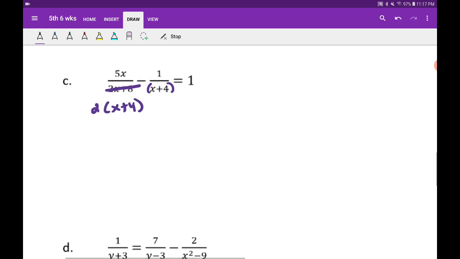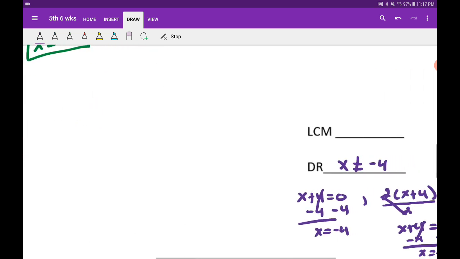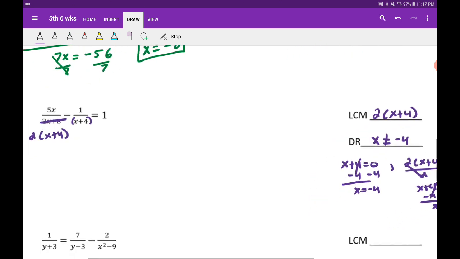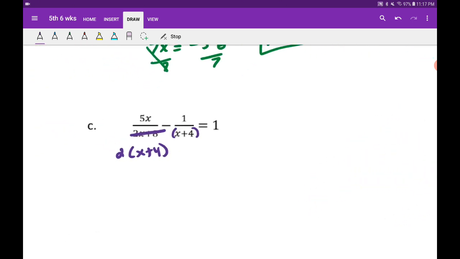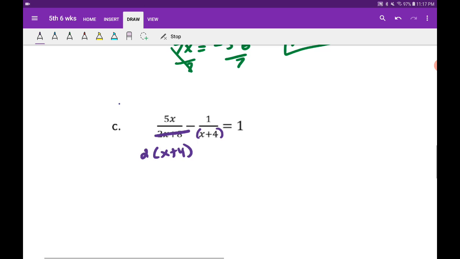So we got 2 times x plus 4. We have an x plus 4, but we also need a 2. So it'll be 2 times x plus 4. And we're going to multiply each numerator by 2 times x plus 4. So we're going to have 2 times x plus 4 here, times that, times 2 times x plus 4 here, and times 2 times x plus 4 there.